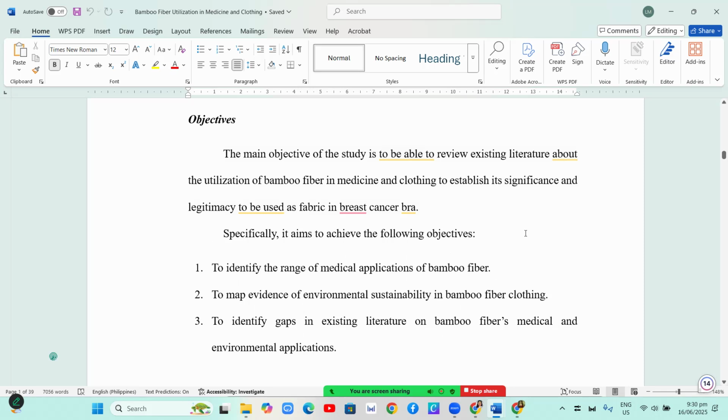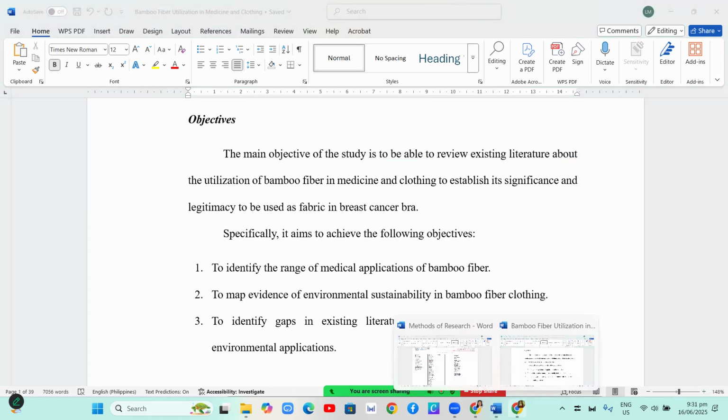So, in crafting your objectives or your research questions, it's important that you think of the specific data you would want to collect in order to completely explain your study. So you must choose the correct terms in crafting the objective.